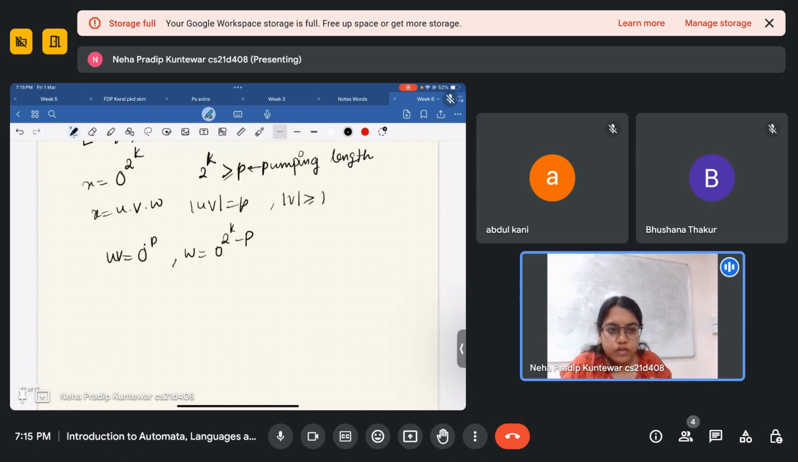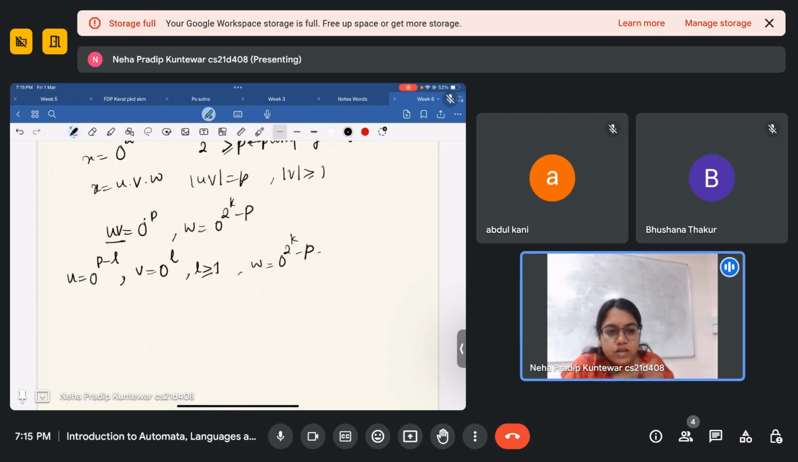Now we will further break down uv into smaller pieces so that v has length at least 1. So let's say u is of length p minus l, v is of length l, and l is greater than or equal to 1, and w is the same, 0 to the 2 to the k minus p. Now let's try to pump again. So what do you get? If you do u v squared w, then you get 0 to the p minus l, followed by 0 to the 2l, followed by 0 to the 2 to the k minus p.